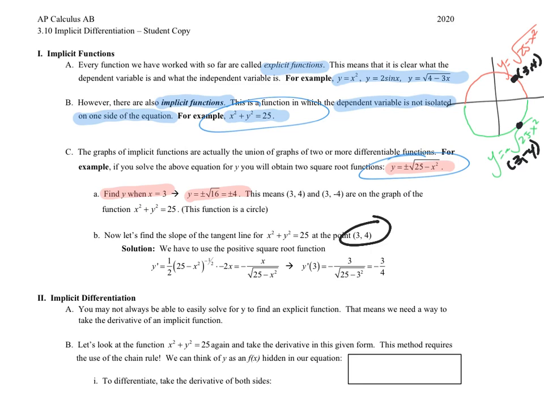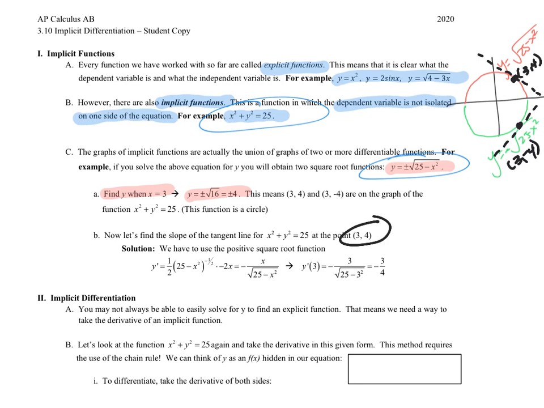Now, if I take a look, the slope of the tangent line at (3, 4) is going to be negative, versus the slope of the tangent line at (3, negative 4), which would be positive. So it is important with these functions that we know the entire ordered pair that we are working with, since it's possible that you have x values that share multiple y values.